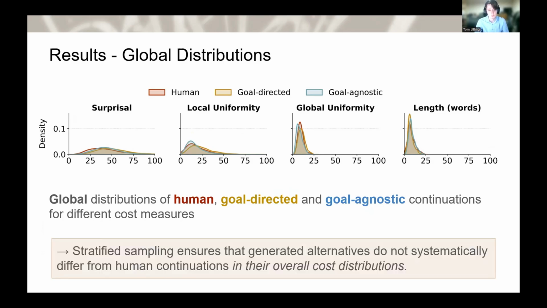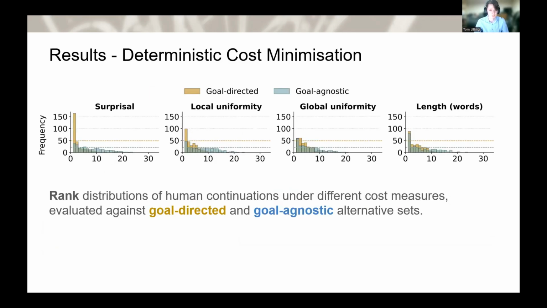To avoid this, we use stratified sampling to select generated alternatives whose overall cost distributions match the human ones across all contexts. To test our strongest hypothesis, that human continuations hard minimize cost significantly more than by chance, we rank the cost of the human continuation against the goal-directed and goal-agnostic alternative sets. Dotted lines indicate chance level frequency for receiving a rank of 1.